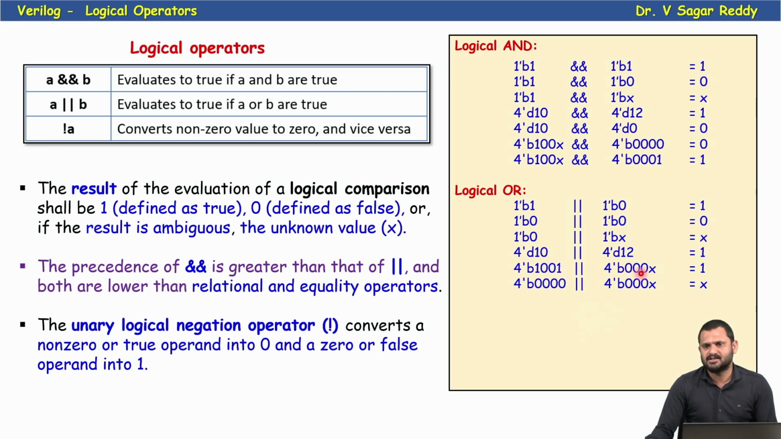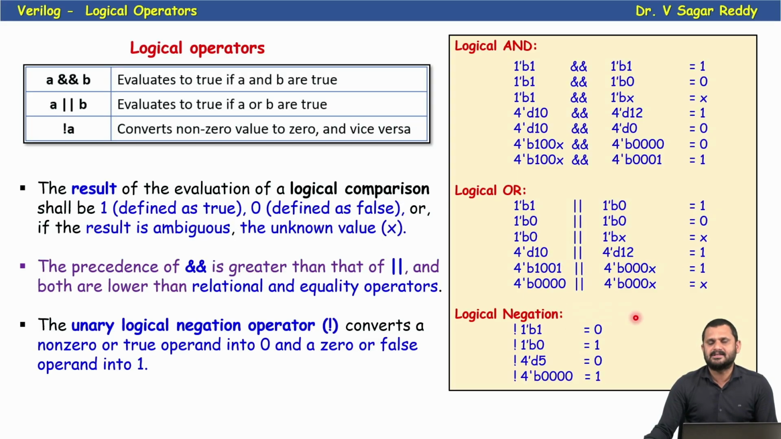Here 1001 and 000x. Here one operand is 1, another operand is x. Irrespective of the other operand, if one input of this logical OR is 1, then the output is 1. So here the result is 1. Here 000, which is 0, and 000x. If x is 0, then the output is 0; if x is 1, the output is 1. So the result of this expression depends upon the x in this operand, and the output is x. But in the earlier case, one operand is 1, so irrespective of the other operand, the output is 1.